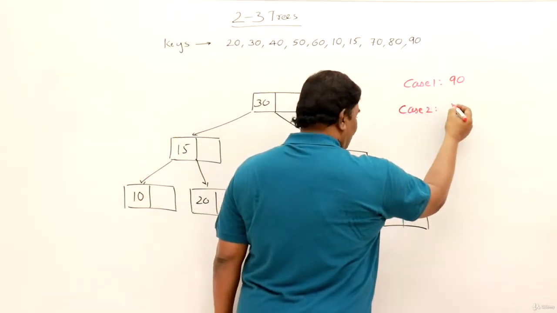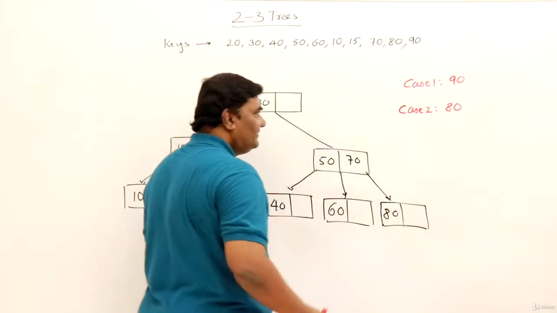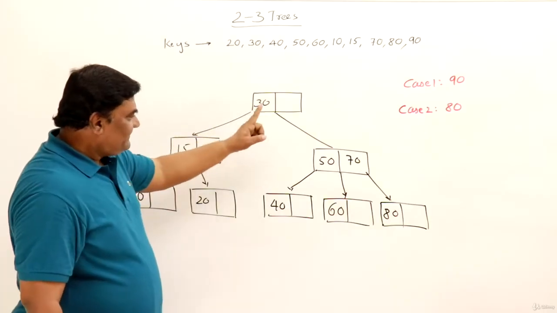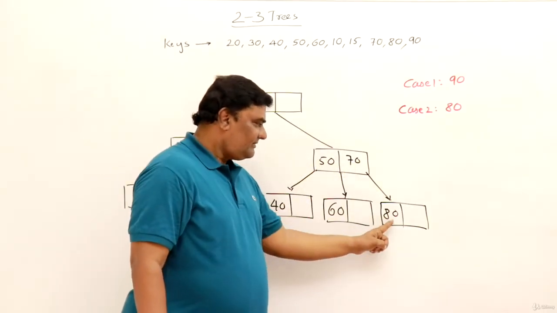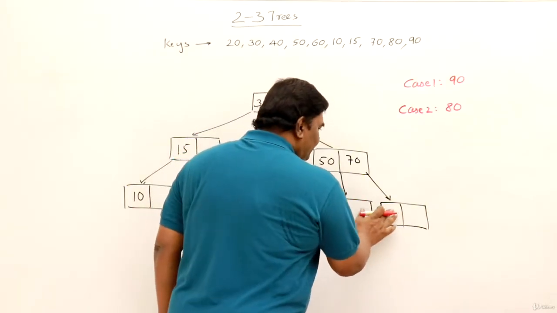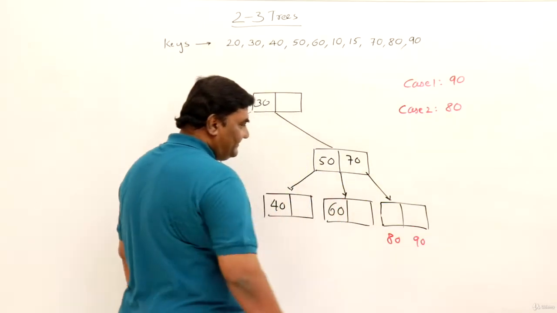Then case 2. I am deleting 80. Delete 80. Let us search for 80. 80 is greater than this, greater than this, greater than this. So come on this side. Yes, 80 is found. Delete 80. 80 is gone. See, we have deleted 80. Already we have deleted 90. So I'm writing them outside.